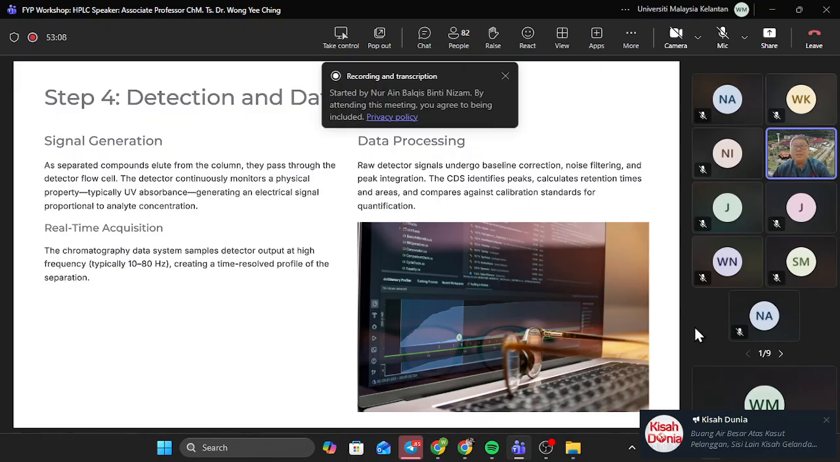Let's say I want to detect phenol. I prepare phenol in different concentrations, so I have a calibration curve. From there I plot the graph, and then I see the concentration from the data processing of the frequency that I get. You will normally change it into a signal as a peak. And how do you calculate the concentration? You calculate the area below the graph.